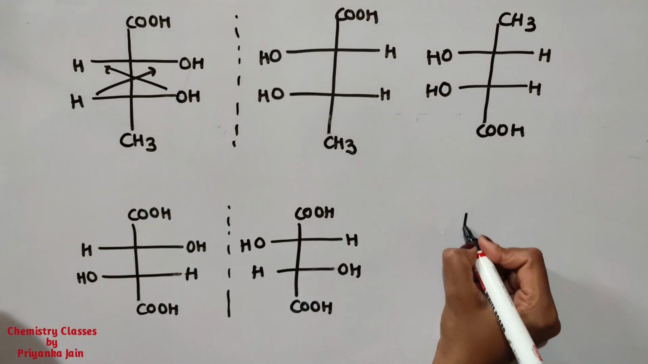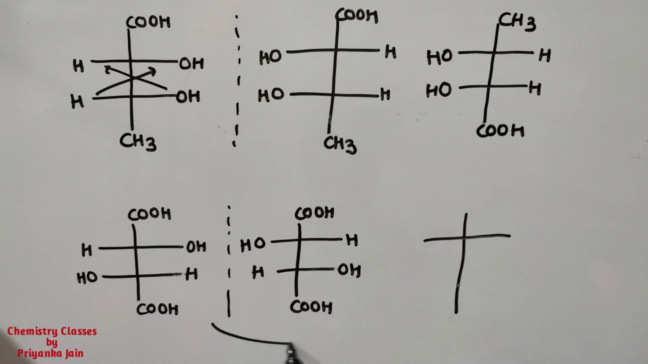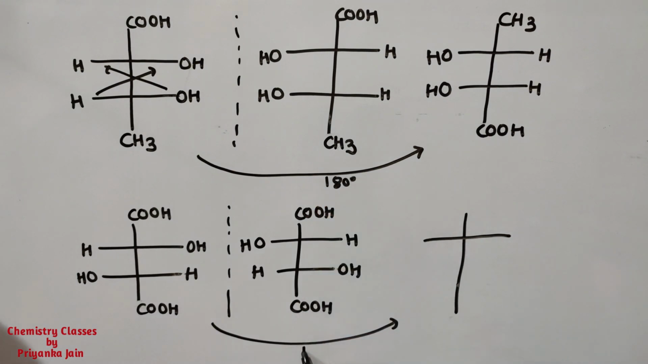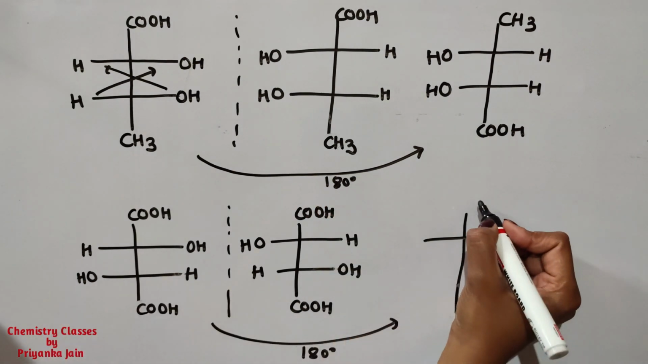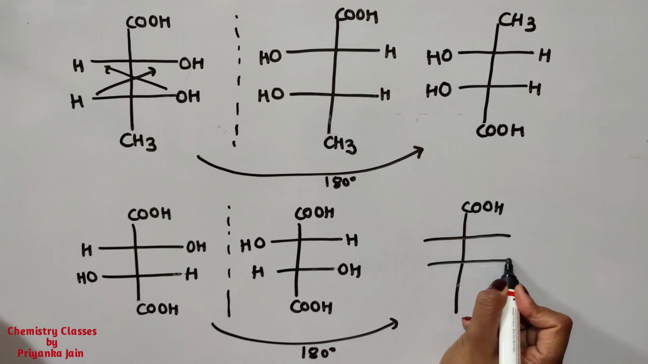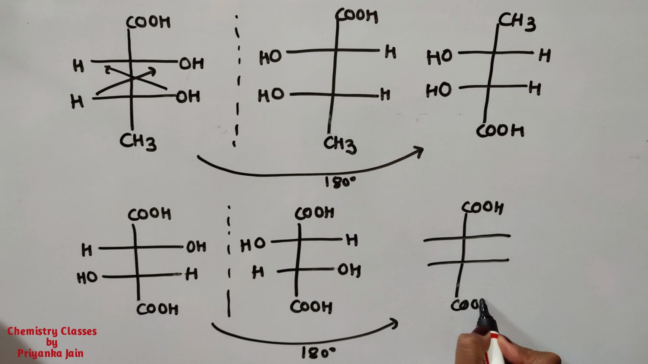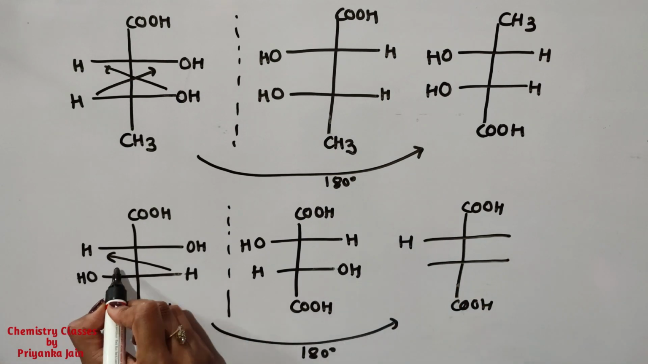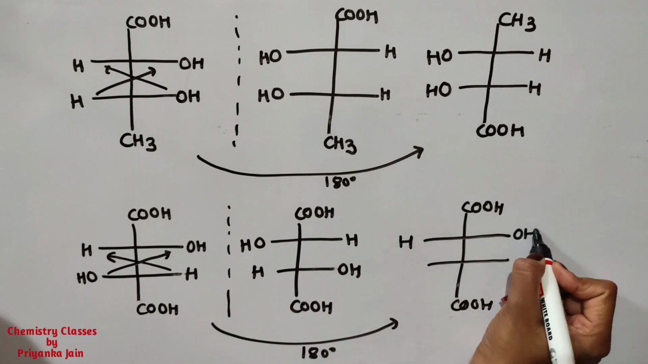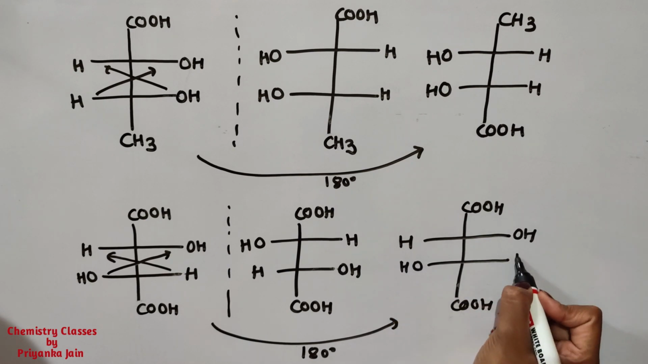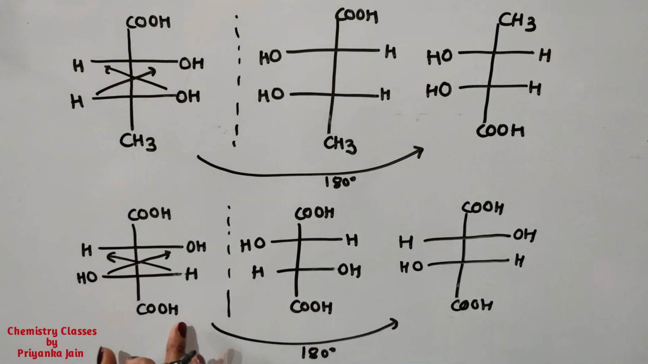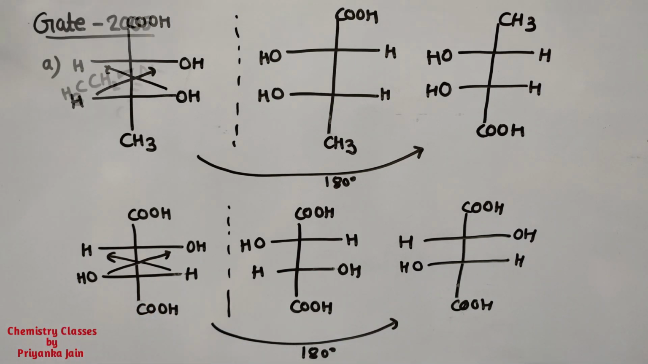Just rotate this molecule. This is the rotation, the 180 degree rotation. Now rotate this molecule by 180 degrees. So what are we getting? This will be the COOH group again, and here will be the COOH group, right? Now this H will go at the place of the H, and this OH will go here at the place of OH. So we are getting this type of structure. Now you can match these structures. These structures are not the same, so these two molecules are enantiomers, and this molecule is optically active.